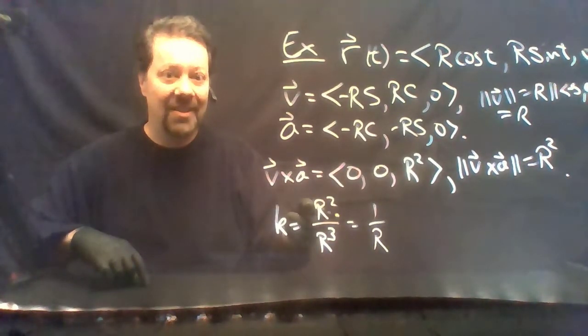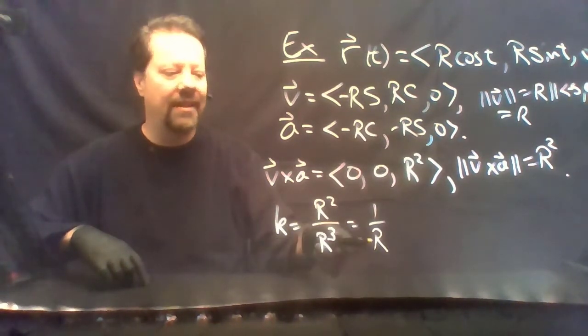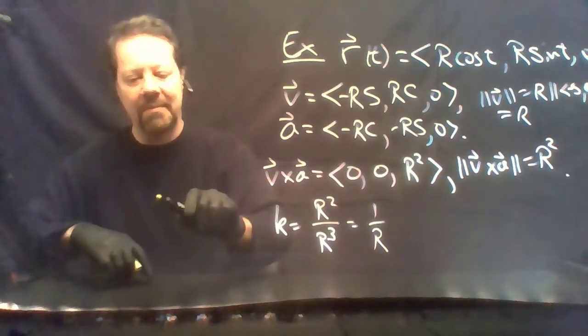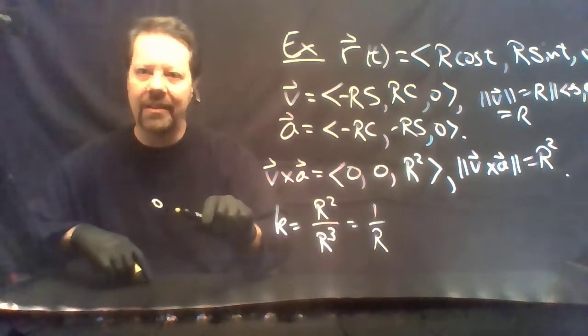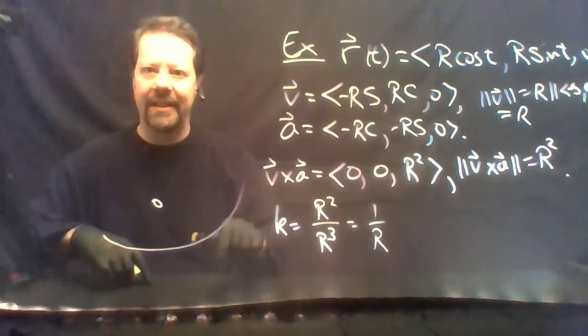You should take note that the curvature of a circle is 1 divided by the radius. The smaller the circle is, the greater the curvature. The larger the circle is, the flatter it is, the lower the curvature.